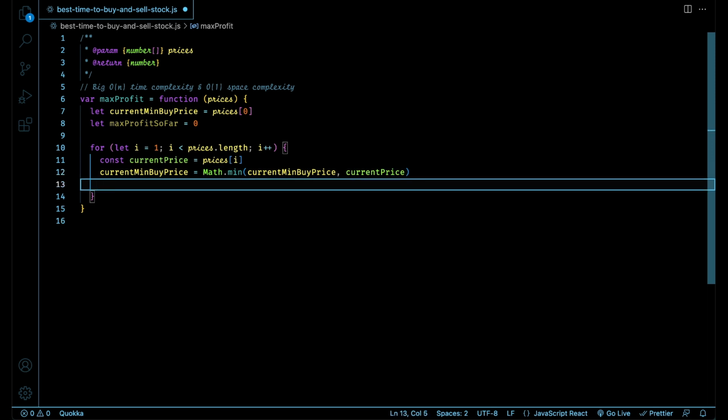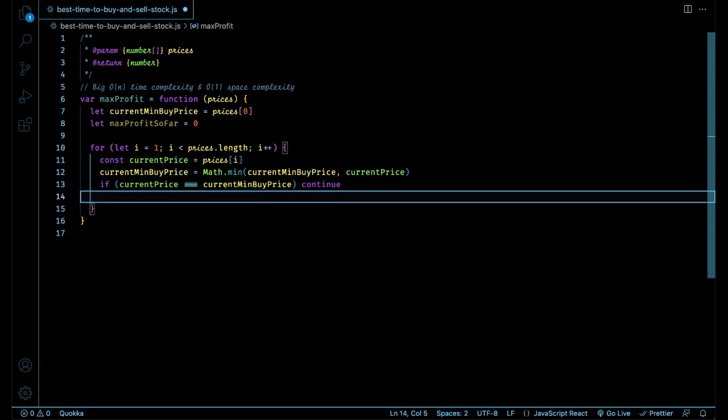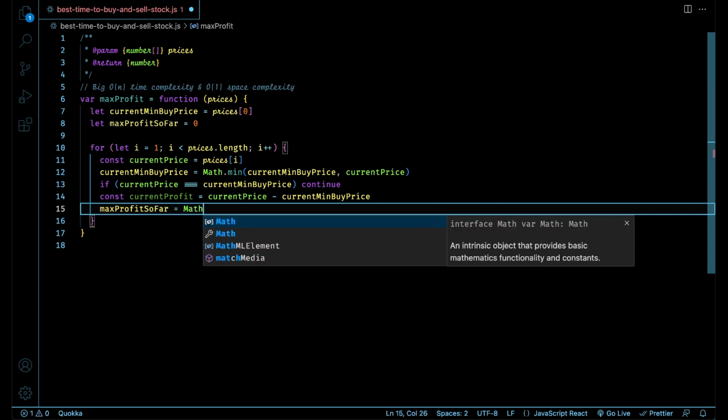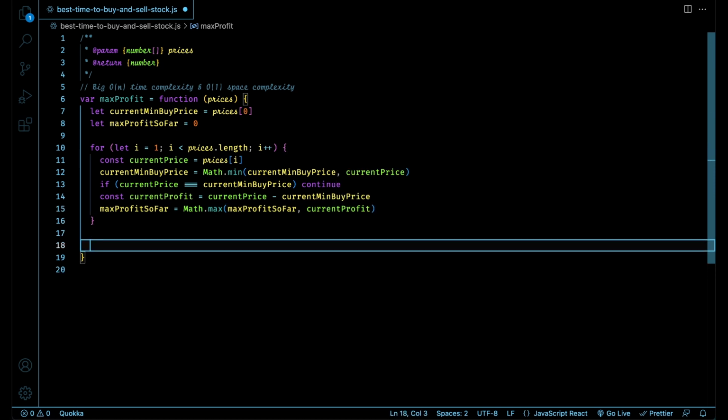Next, we'll check if the current price is equal to the current minimum buy price. If it is, we're just going to continue. We'll calculate our current profit by taking the current price and subtracting the current minimum buy price from it. And then we'll compare the maximum profit so far and the current profit, and we'll assign the greater of the two to maximum profit so far. And once we exit our for loop, we're just going to return the maximum profit so far.